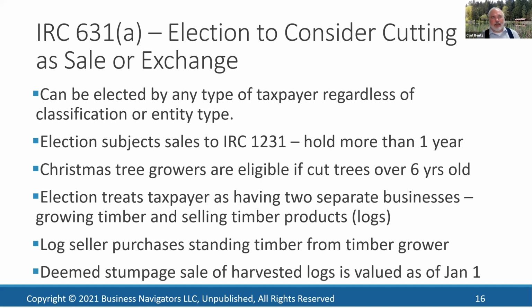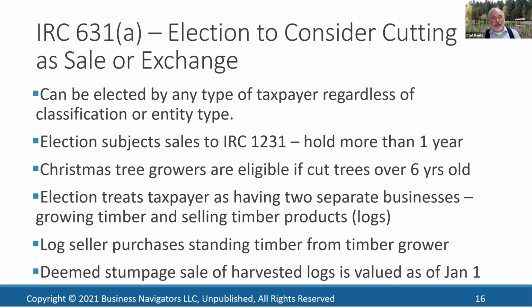For S Corps, partnerships, LLCs, and individuals, we have a reduced tax rate because all those entities basically pass their income through to their owners, and basically all that income ends up being reported on an individual's income tax return. And individuals do have those reduced tax rates for capital gains. So if we make a 631A election, we're basically electing to have that sale be treated as a sale of business property under Section 1231. So the Section 1231 provisions come into play, which means that we can't elect 631A if we haven't held the timber for more than a year.